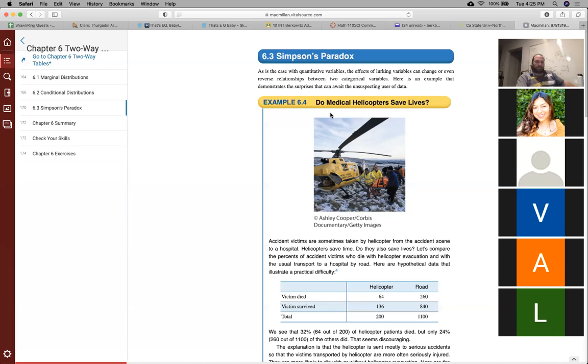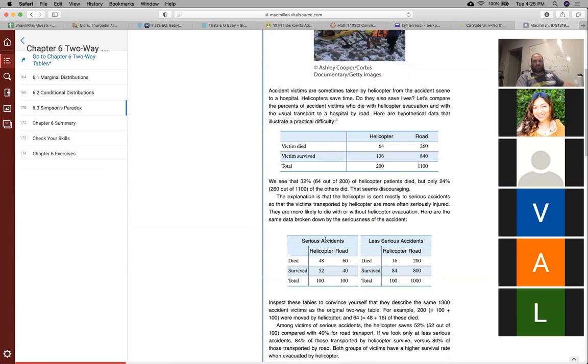So accident victims are sometimes taken by helicopter from the accident scene to a hospital. Why? Because helicopters save time. Do they also save lives? Let's compare the percent of accident victims who die with helicopter evacuation and with the usual transport to a hospital by road. So here's some hypothetical data.